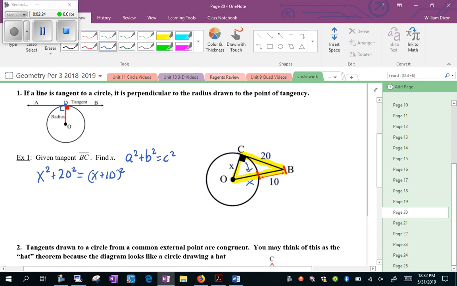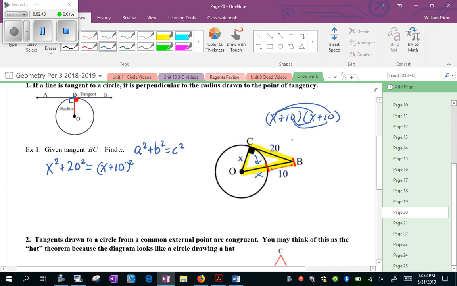All right, the first thing I need to do is find out what x plus 10 squared is. So I'm going to write x plus 10 times x plus 10. I'm going to FOIL or distribute, and I'm going to get x squared plus 10x plus 10x plus 100. Combining like terms, I get x squared plus 20x plus 100. And I'm going to put that down.